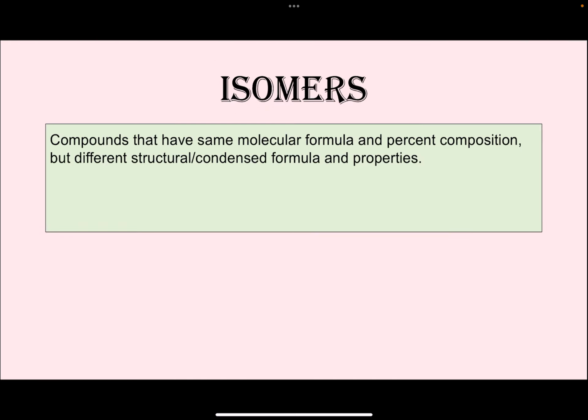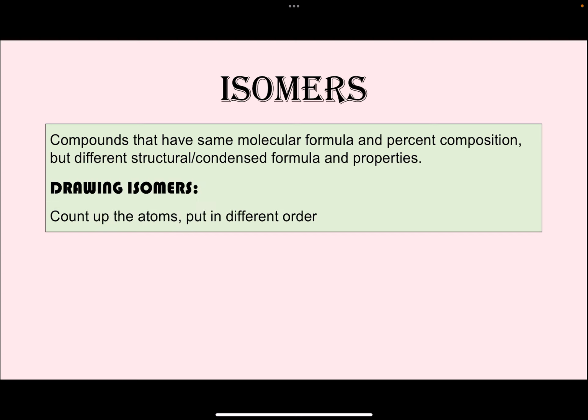All right, so next up, we can be asked to draw the isomers of organic compounds. Isomers are compounds that have the same molecular formula and the same percent composition, meaning they are made of equal mass of each element. But they have different structural or condensed formulas, and because of that they are going to have different properties. So when we are drawing the isomers, you need to count up the total number of atoms and then put them in a different order. Okay, so let's look at some examples.